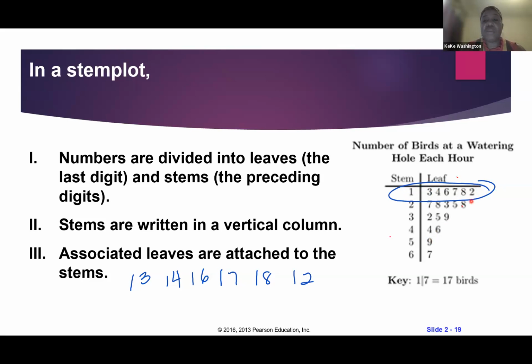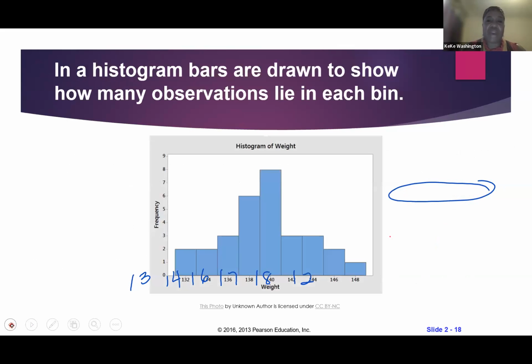Okay, so the stem and leaf allows us to see the individual data values, whereas if you look back at the histogram, it does not, because you don't know how many 132s, 131s you have in this bin. You just know altogether there's 2 of them, so you don't see the individual data values. Histograms are great for large data sets.